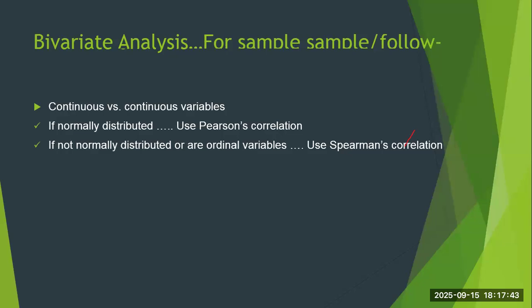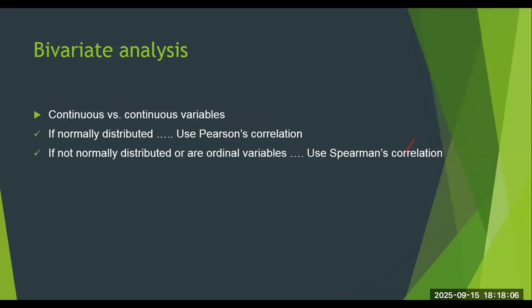Now, when you have two continuous variables being considered, you want to test the relationship or association. You will use Pearson's correlation if your data is normally distributed. But if your data is not normally distributed, or you're comparing a continuous variable against an ordinal variable, you will use Spearman's correlation. So for the relationship between weight and height, Pearson's if both of them are normally distributed. But if they are not normally distributed, Spearman's.